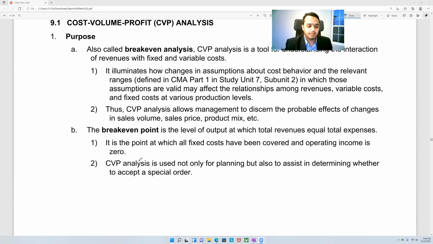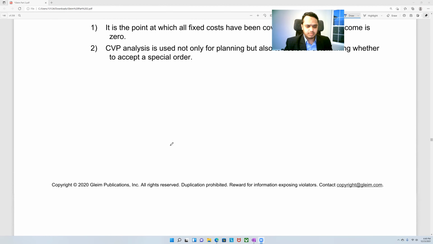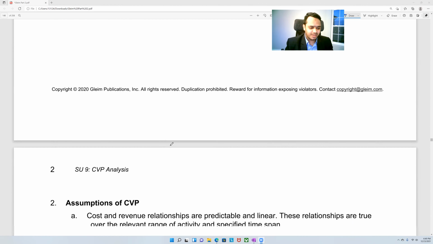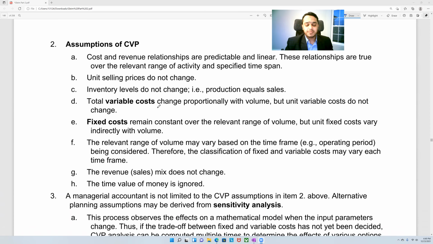Now anyhow, this is a revision session. I'm not going to go into detail of that. See, the assumptions in here for the CVP analysis are that the variable cost and the fixed cost are constant. Variable cost changes proportionally with the volume, but the variable cost per unit does not change. That's their assumption. And fixed cost remains the same over the relevant range. That's what they are saying.